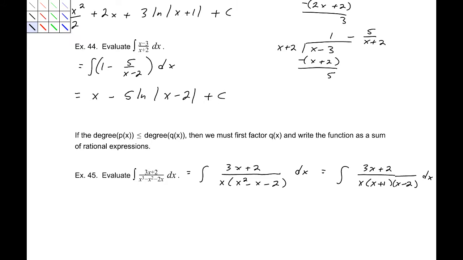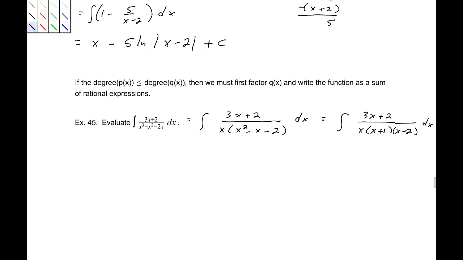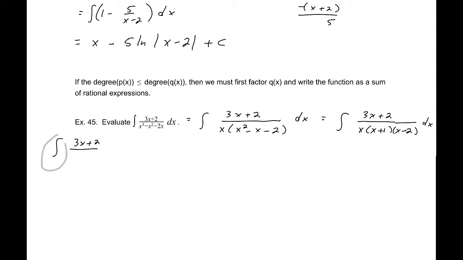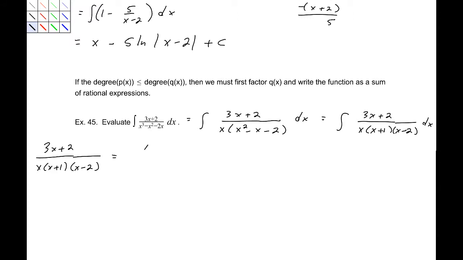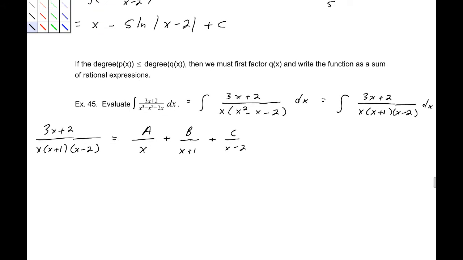Now, we are going to find some constants. I'm going to rewrite this actually. I want to find constants so that 3x plus 2 over x times x plus 1 times x minus 2 is equal to a over x plus b over x plus 1 plus c over x minus 2. We're going to do quite a bit of algebra. Okay, so we've got a nice little equation here.